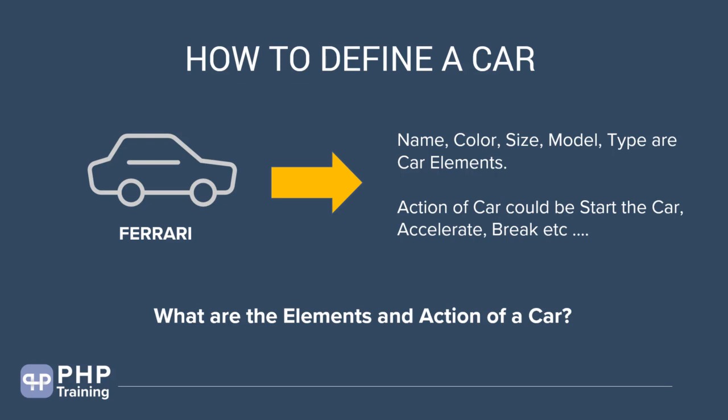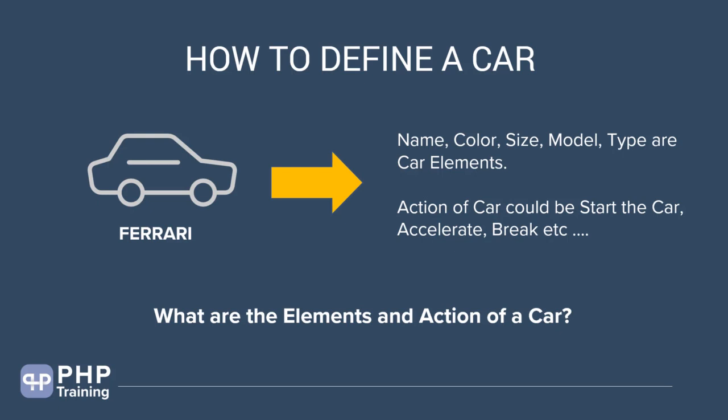Right? So there are two things always assigned to an object. One is nothing but the car element, or basically elements of that object, and next is the function of that object. That could be an action of that object. In terms of the Ferrari car example, you have car elements and car actions. Car elements is name, color, and action of the car could be start the car, accelerate, and brake. Okay, this is how you define a car.